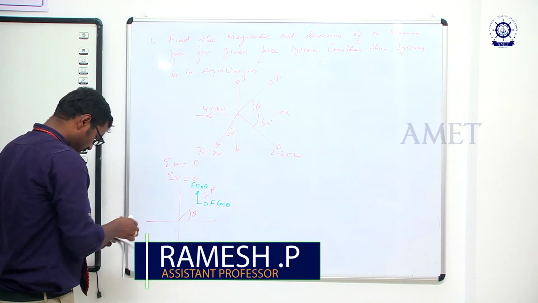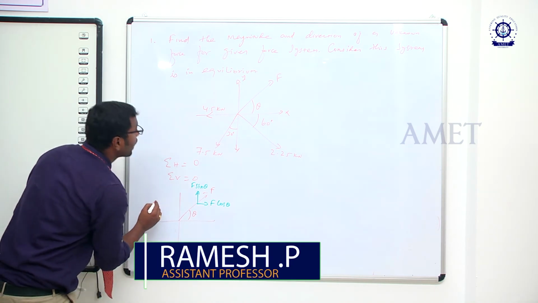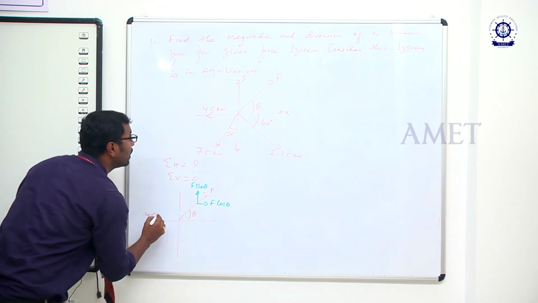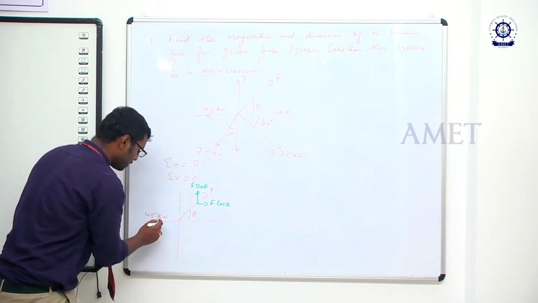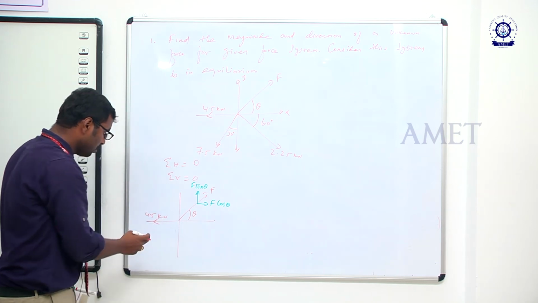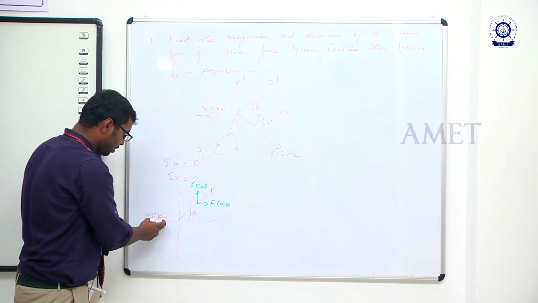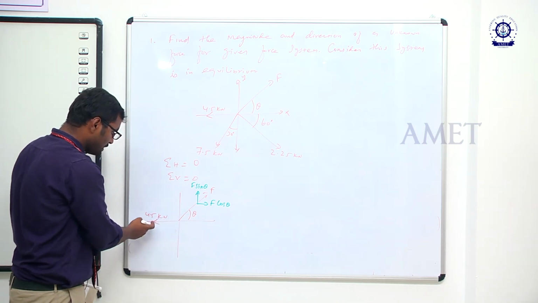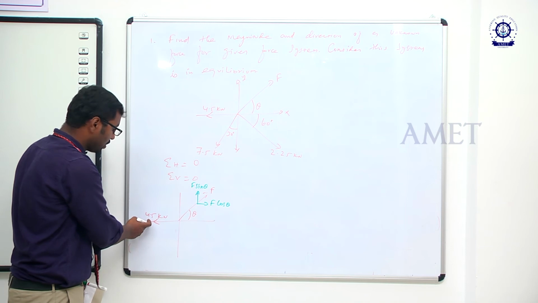And the second force is acting exactly towards the left side. The magnitude of this force is 4.5 kilonewton. So this force has only one component, that is the horizontal component, because it is acting exactly in the horizontal direction.